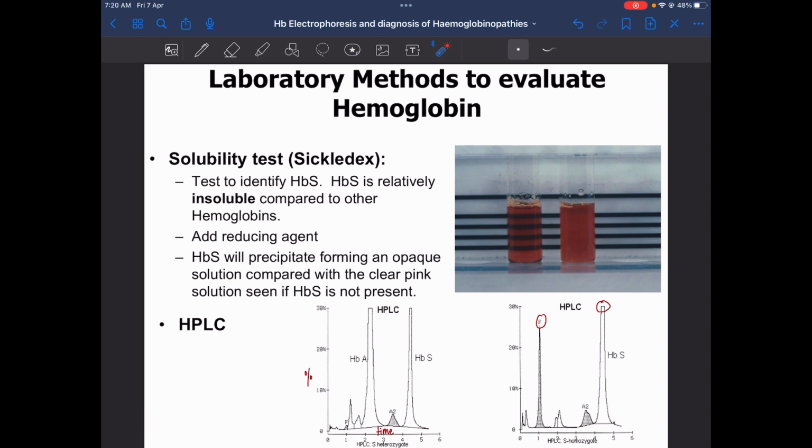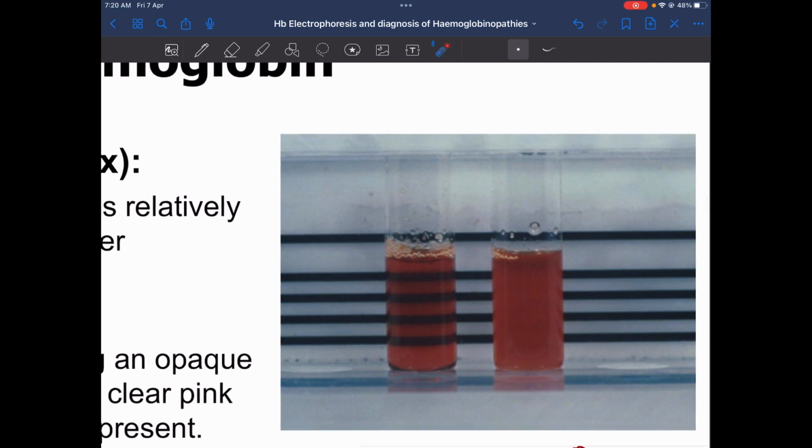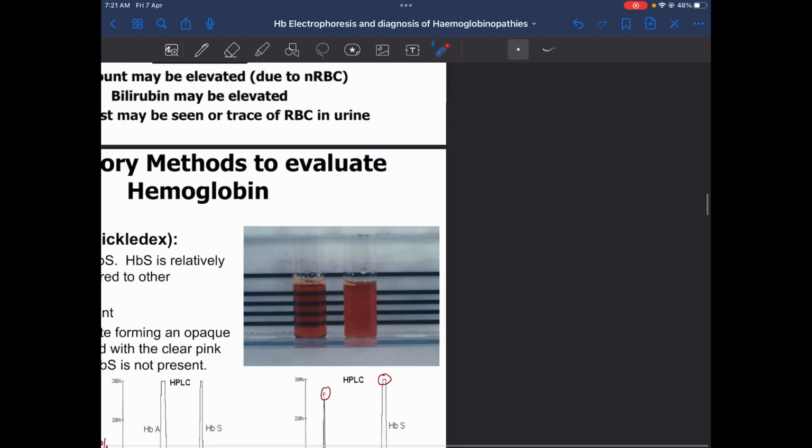Okay, so moving on to the solubility test. This is basically done to identify HbS. Why can we identify hemoglobin S is because it's a lot heavier than the other hemoglobins, and it's insoluble compared to the other ones. So you add a reducing agent, and what that's going to do is that it will precipitate. So HbS precipitates so much easier than other hemoglobins, and so as you see in this picture right here, it's completely opaque. You cannot see the lines pass through, and that basically means that HbS is present in this test tube.